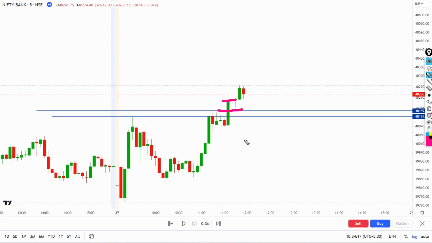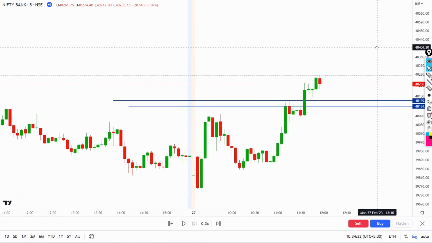If you entered at the candle close, your stop loss will be higher. If you enter here, your stop loss will be less and you already got this momentum and price made an upward directional momentum. In direct entry, confirmation will be less but SL will also be less. So this is the major advantage of direct entry.